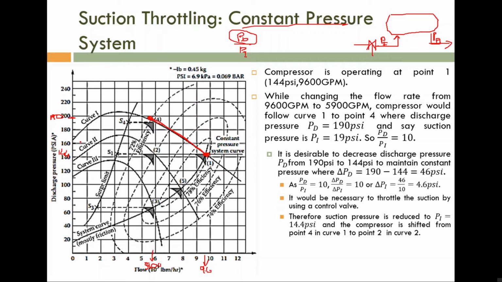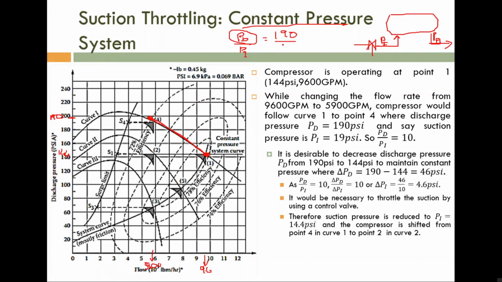Here the interesting thing is, I told you, for the time being suction pressure is constant. If suction pressure is constant and the compressor ratio is increased, then what is actually increasing? Discharge pressure is increased, because suction pressure is constant. Please note that PD is equal to 190 psi corresponding to 5,900 flow rate. PD is equal to 190 psi.